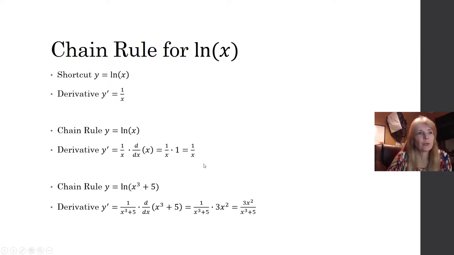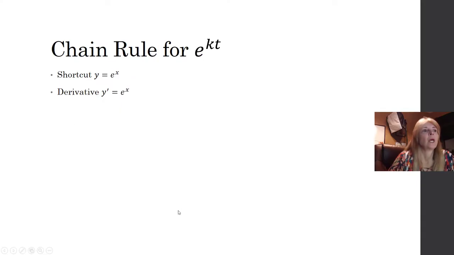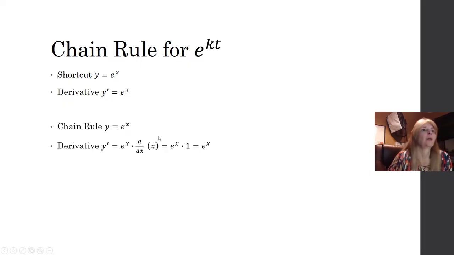This is no different than going off to the side and saying u equals x cubed plus 5, and then the outside y equals ln of u. That's still doing the same thing. I said that for e to the kt, the derivative was k e to the kt, and I also said the derivative of e to the x was e to the x. Not really, so I lied to you. The derivative of e to the x is e to the x times the derivative of x.